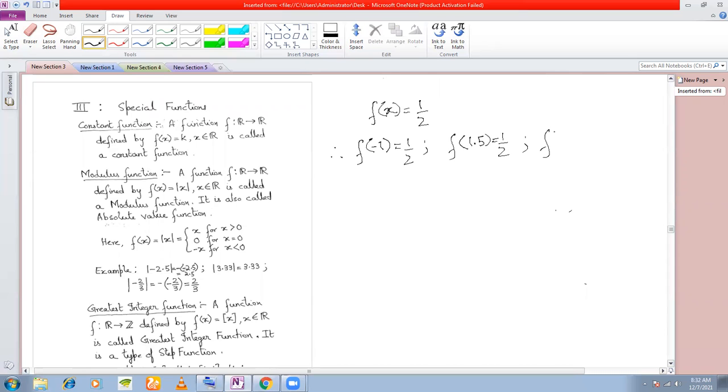If I want to find out f(-0.9999), it will also be half. So any real value of x that you take, the value of the function will remain half. So therefore, such a function is called a constant function. So normally we take f(x) is equal to c as a constant function, where c is a constant, or f(x) is equal to k also. c and k are very standard notation for constant in calculus.